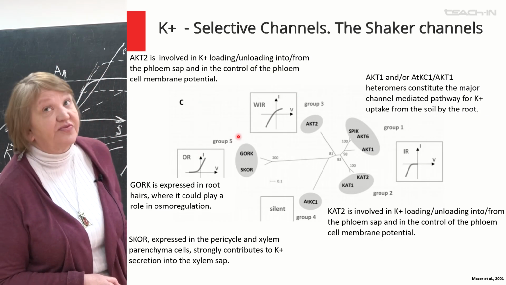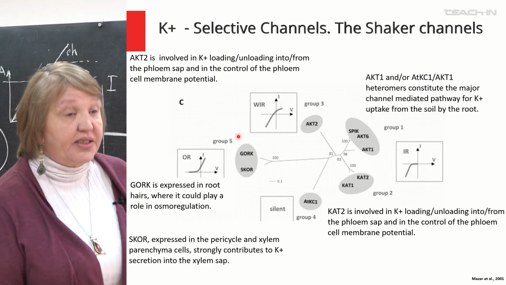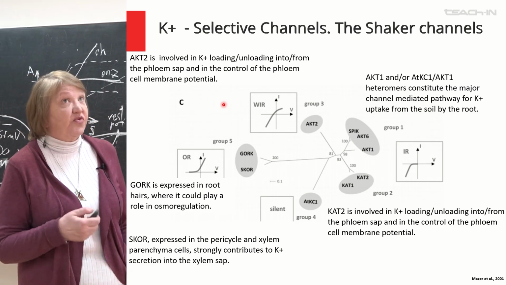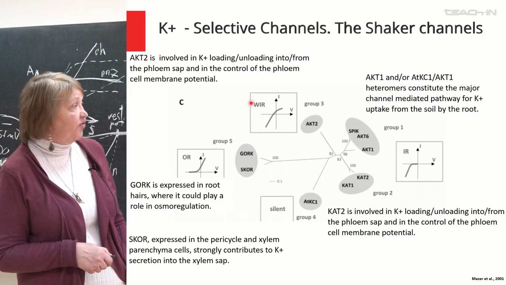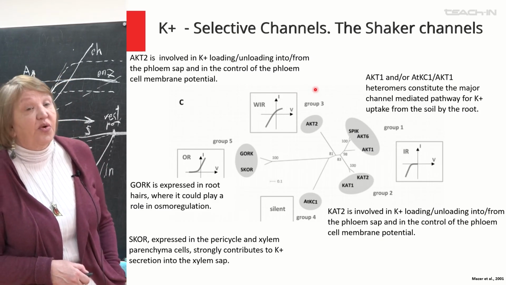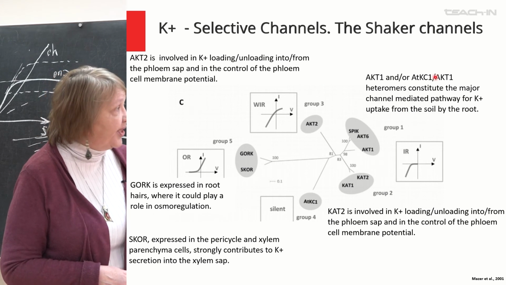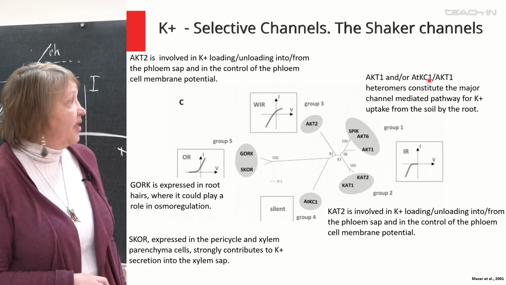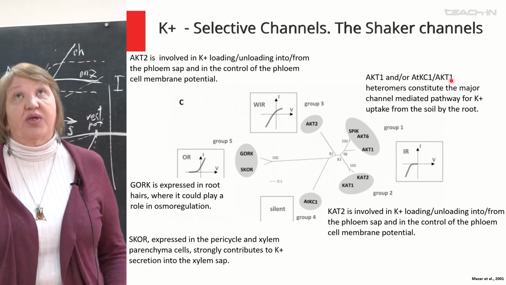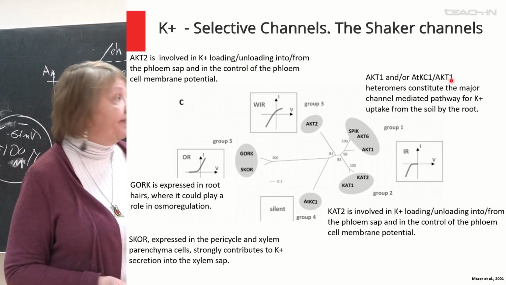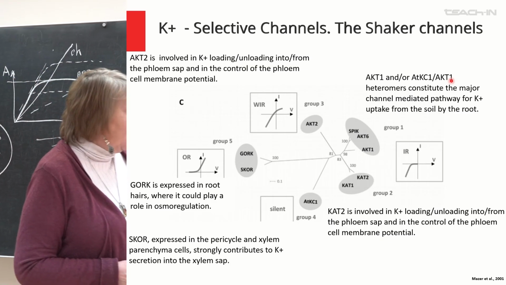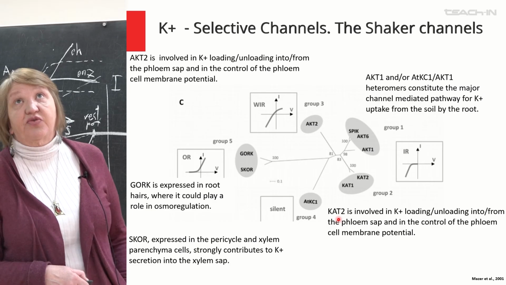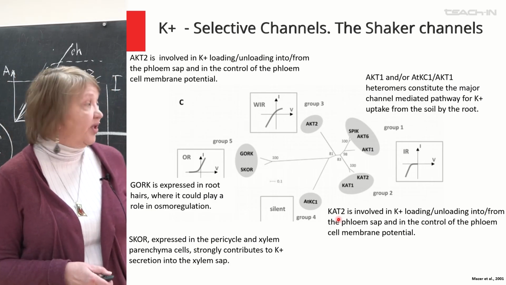AKT2 is involved in potassium loading and unloading in the phloem, and it is involved in controlling membrane potential in the phloem. So group 2, which is AKT1 and other heteromers of AKT1, are the major pathway for potassium inside the root cell. KAT2 is also involved in loading and unloading into the phloem.